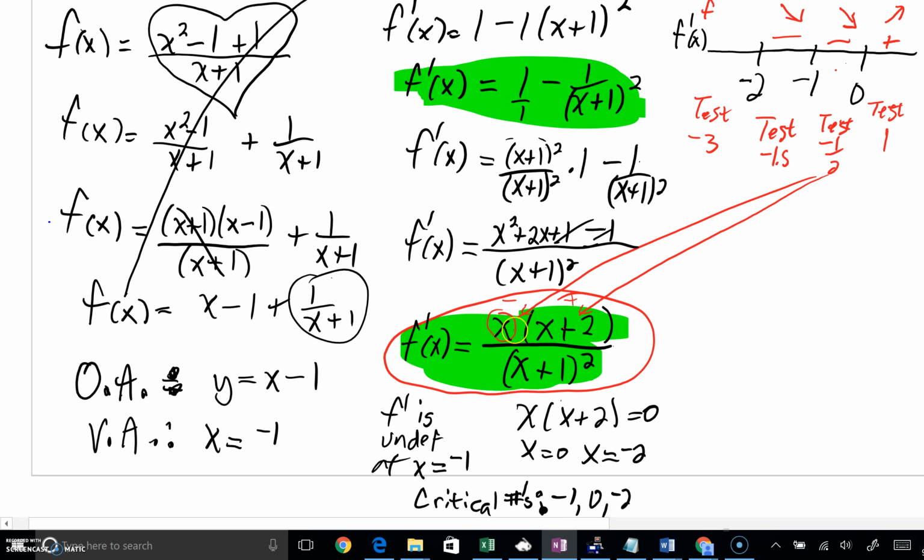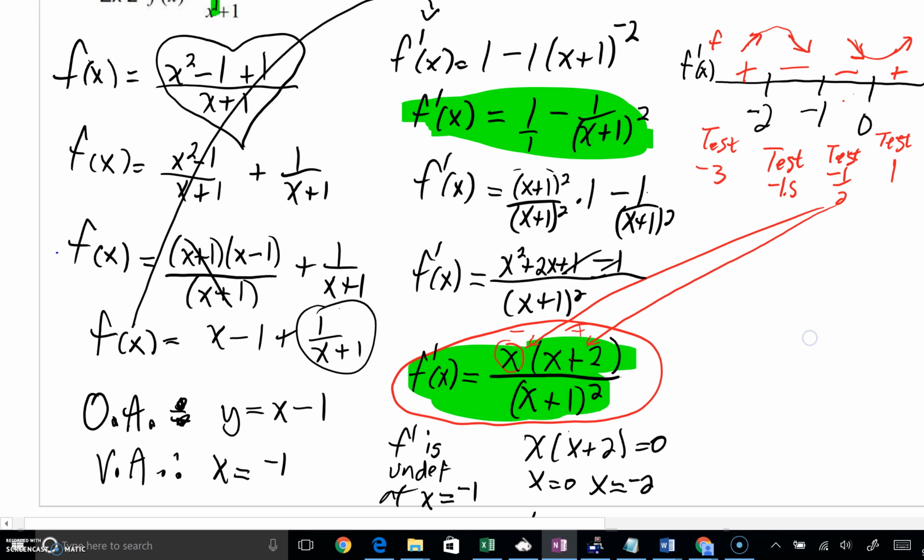Plug in a negative 3. The x is a negative and the negative 3 plus 2 is a negative. A negative times a negative is a positive. So what are we seeing? You can more or less see that it sure looks like we're going to have some extrema. It looks like we'd have a maximum at x equals negative 2 when you connect. Looks like we're going to have a minimum at x equals 0.